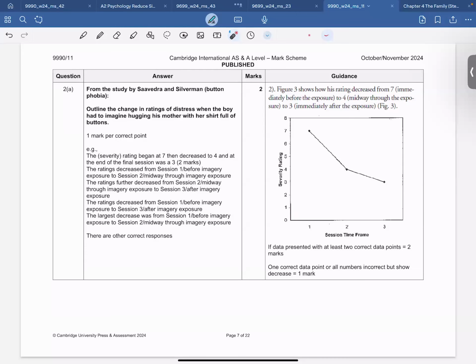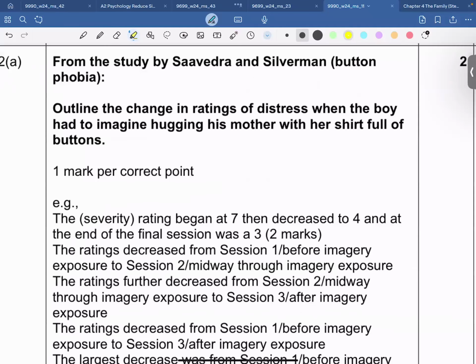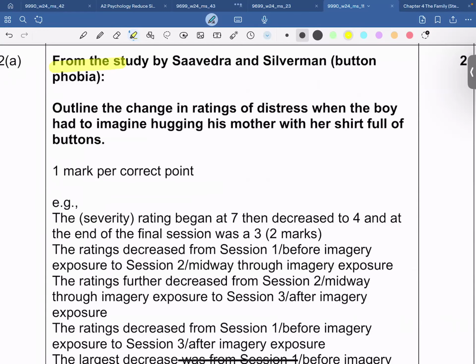Hello, everyone. Let's discuss this question from October-November 2024, variant 1-1. This is question number 2, which is of 4 marks, and this is divided into two parts, and each part is of 2 marks. Now, the question reads, from the study by Saavedra and Silverman, button phobia. I'd like to assume we all remember what the study was about.